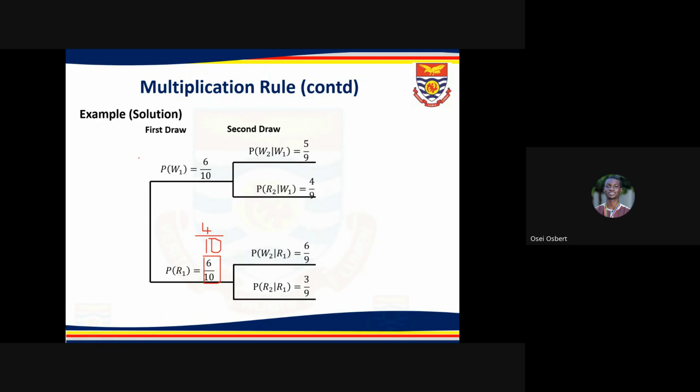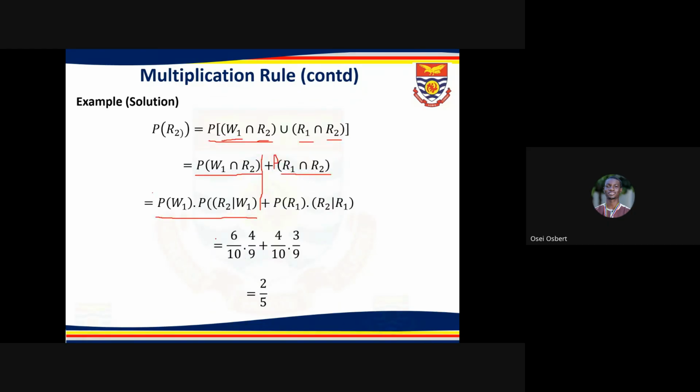So we simply substitute. Probability of white is 6 on 10. Probability of red 2 given white has already occurred is 4 on 9. So what we did here was to substitute, and that substitution there, and the rest becomes mathematics.